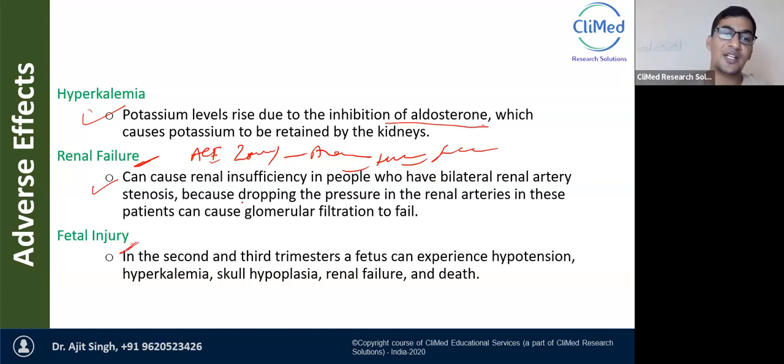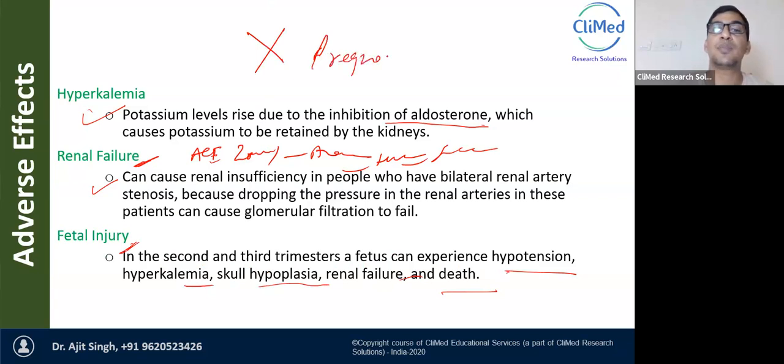And then fetal injury. In the second and third trimesters, a fetus can experience hypotension, hyperkalemia, skull hypoplasia, renal failure, or death. So ACE inhibitors are banned in what? Banned in pregnancy. We should not give ACE inhibitors in pregnancy. These are X category drugs. They should not be given to pregnant women.